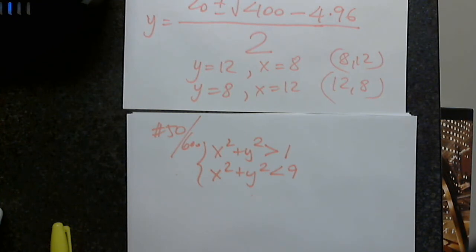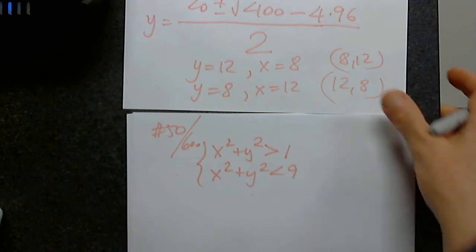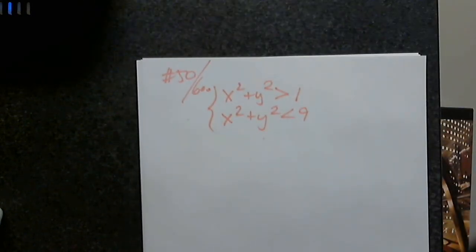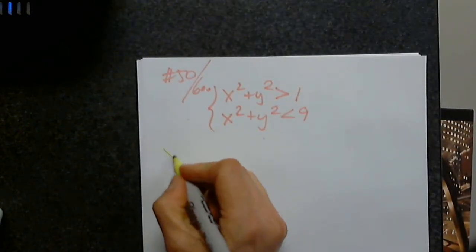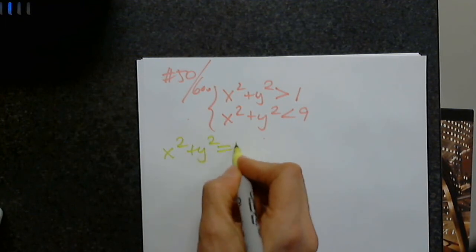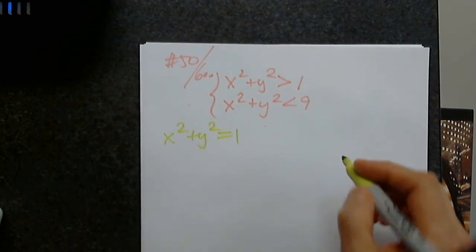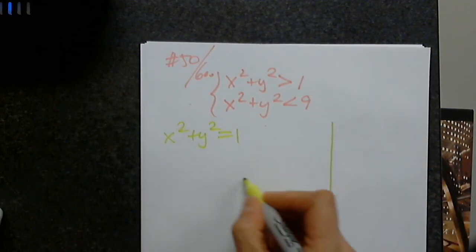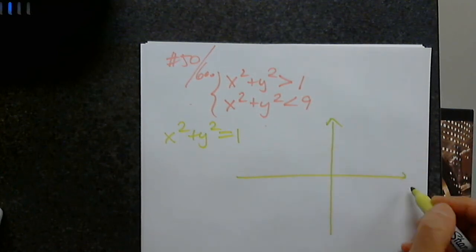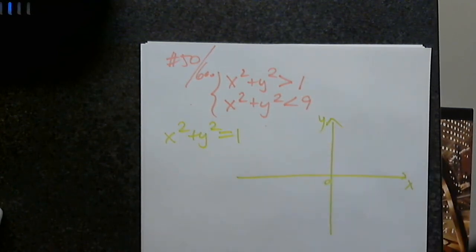Perfect. So now I have to start by writing the equation. x squared plus y squared equals 1. I have to remember what this is and how do I graph it. What is it? A circle, centered at 0, good, with a radius. Very good.